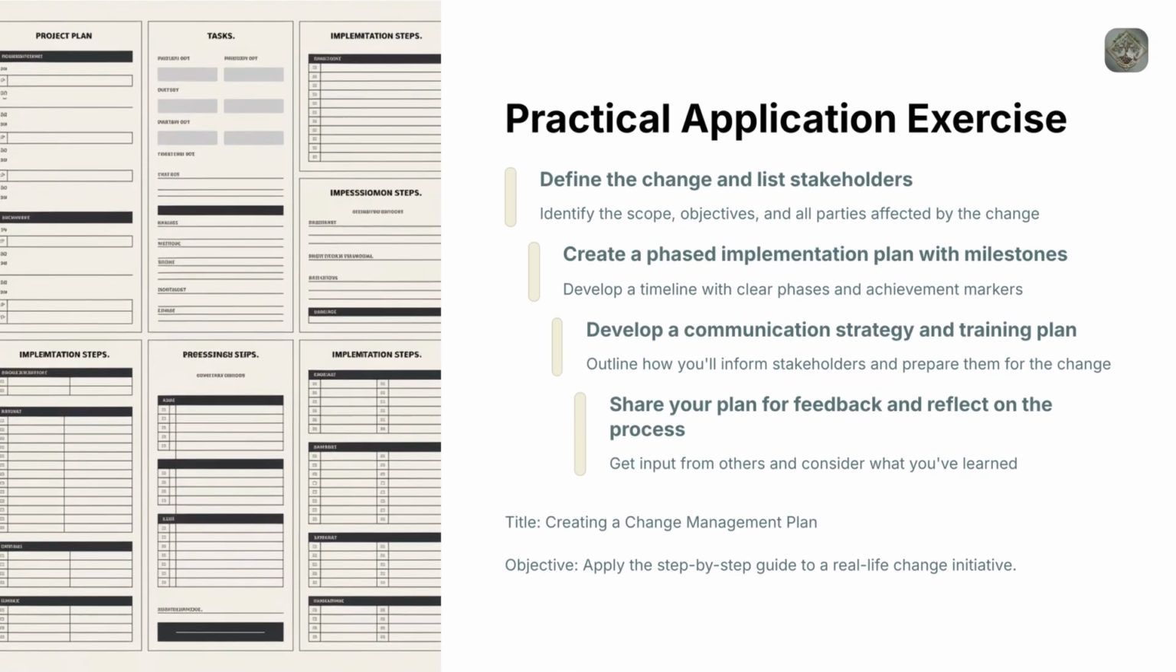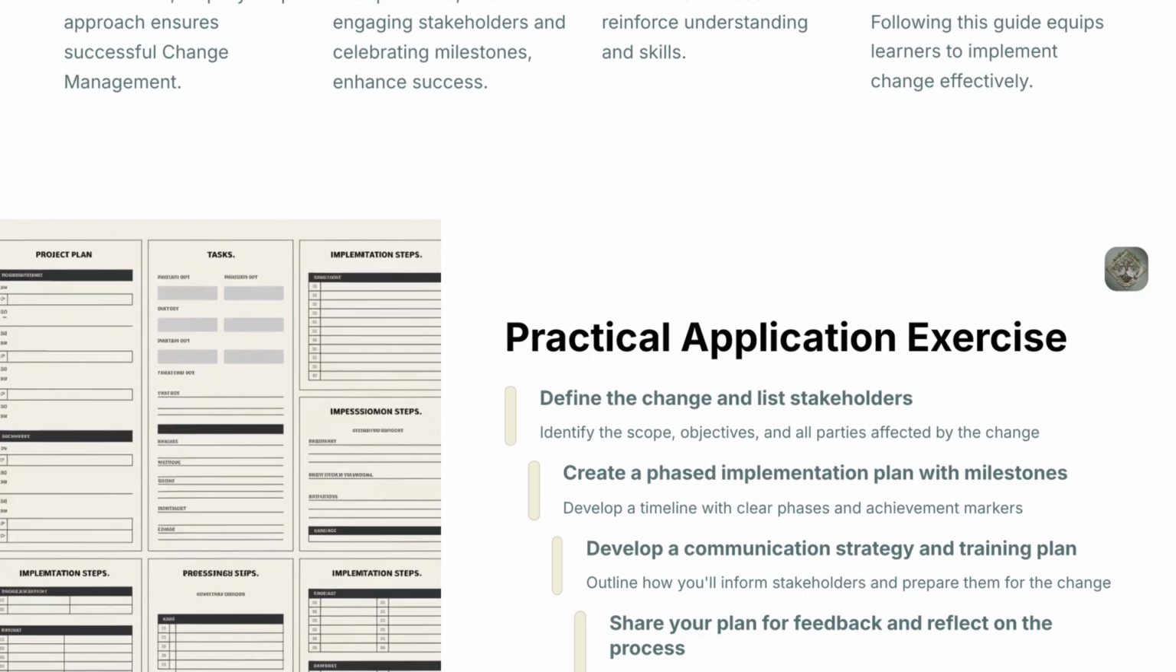Now it's your turn to apply what you've learned. Think of a change you want to implement in your personal or professional life. Follow the 8 steps to create a detailed change management plan. For example, if you're introducing a new tool at work, define the change, identify stakeholders, and develop a phased implementation plan. Share your plan with a peer or mentor for feedback and reflect on the process. This exercise will help you put theory into practice.